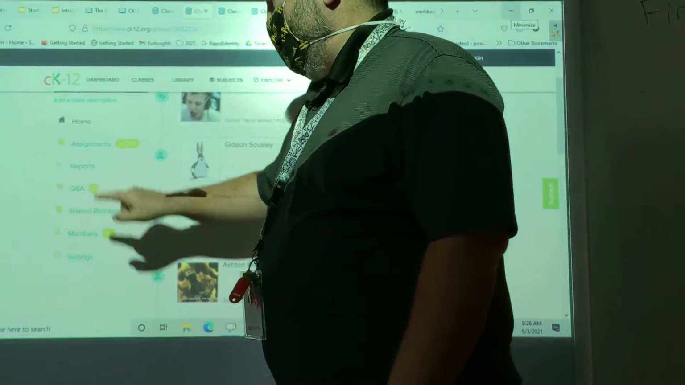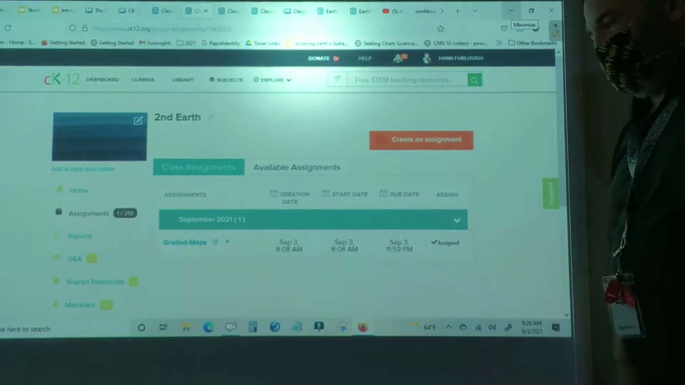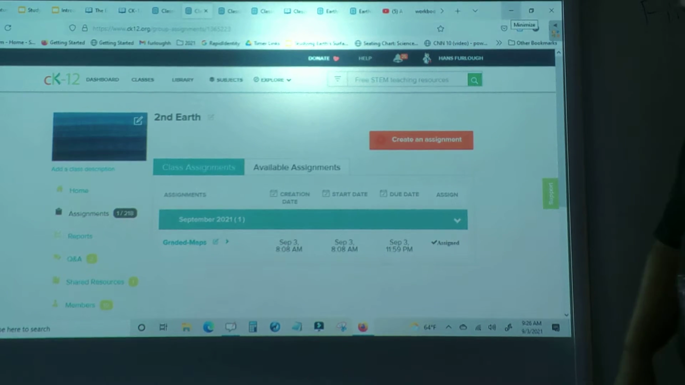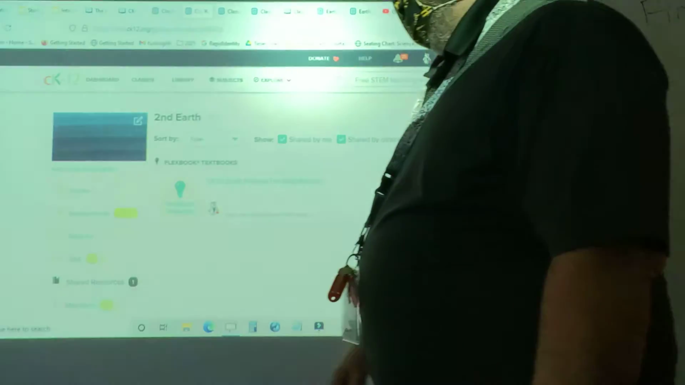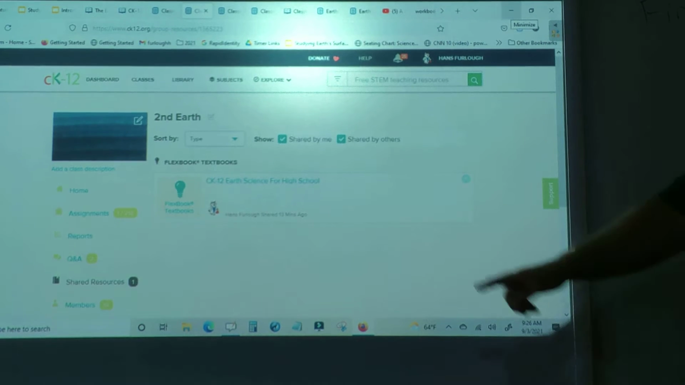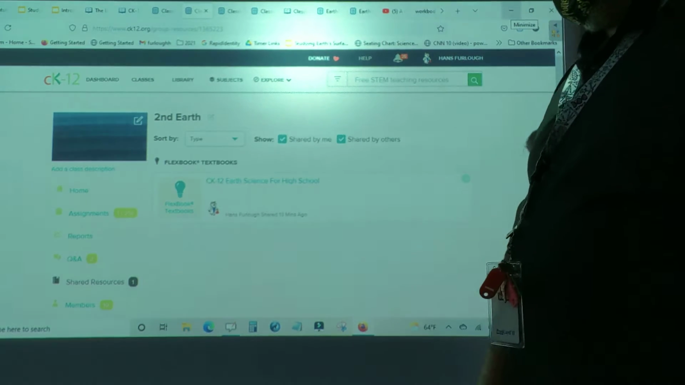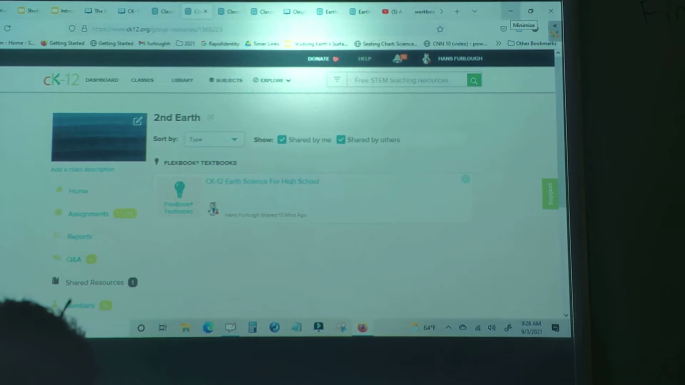If you go to assignments, there is one that says it's graded and it's on maps. Okay, it's due today. If you go to shared resources, okay, there's the Earth Science textbook. So no matter where you are, as long as you have a device and internet, you can get to the textbook. So for right now, why don't you go ahead and do the practice assignment on maps that's under assignments.